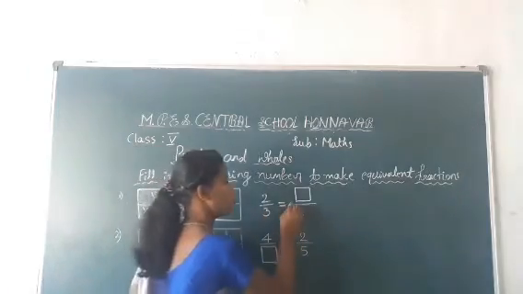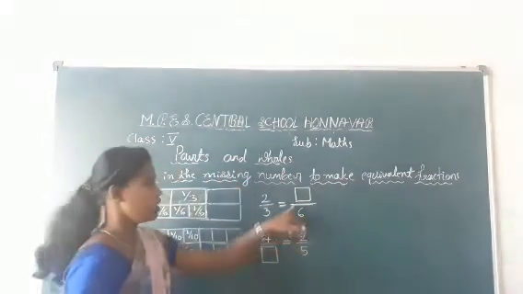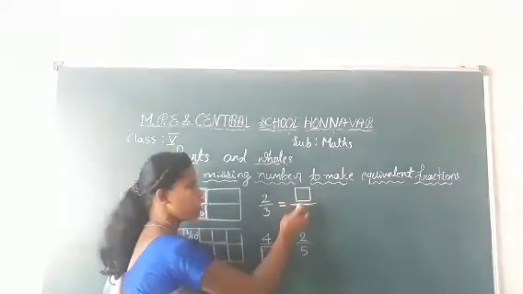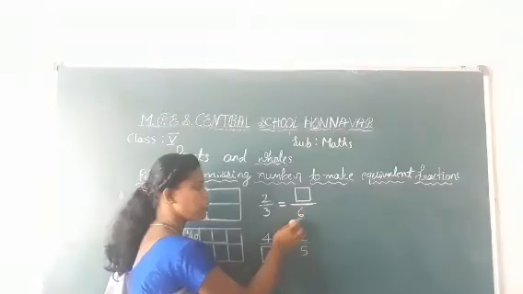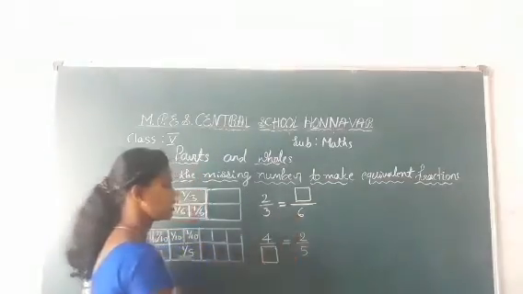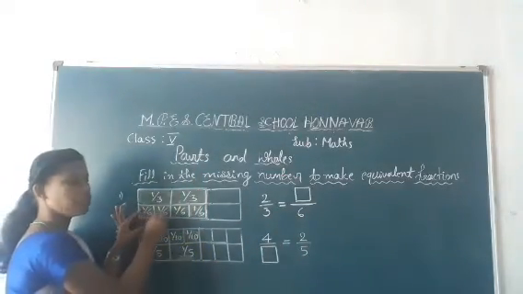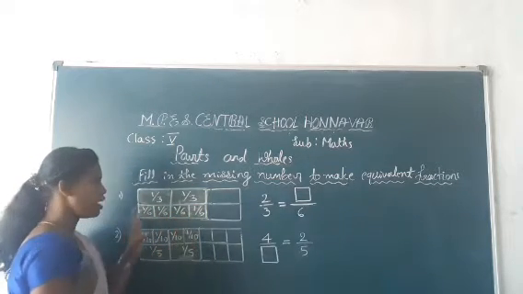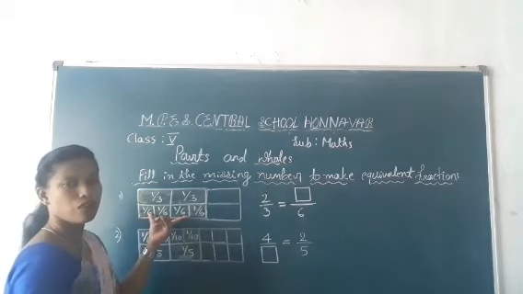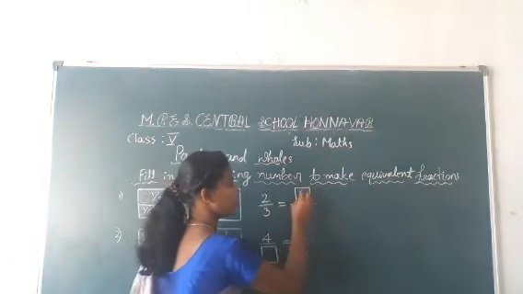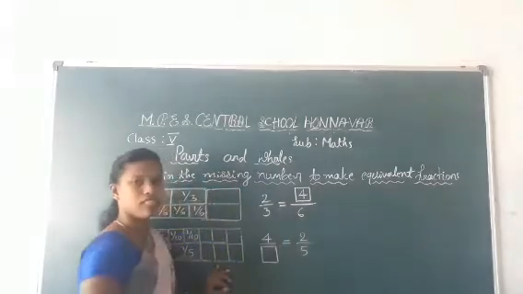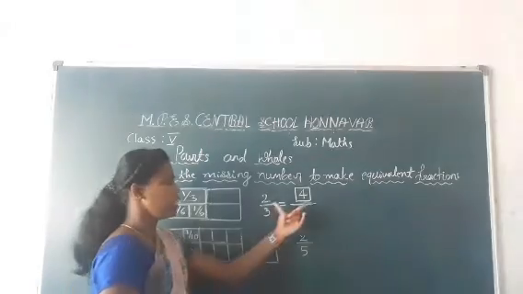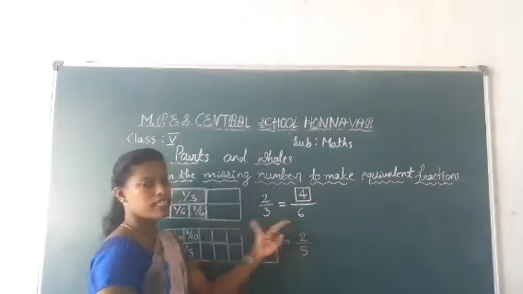Now we have to find another equivalent fraction. Here we don't know the numerator, but we know the denominator, that is 6. See here, how many 1 by 6 are there? 1, 2, 3, 4. Here we have 4 of 1 by 6, so write 4 by 6. Now 2 by 3 is equal to 4 by 6.